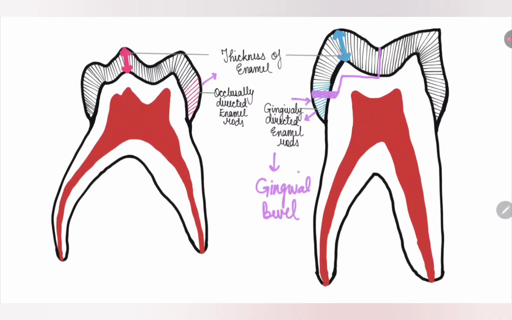So what is the importance of knowing the direction of enamel rods? If we prepare a class 2 cavity in primary teeth, we don't have to give a gingival bevel. But if you prepare a class 2 cavity in permanent teeth, you have to give a gingival bevel to remove the unsupported enamel, like this. Why? Because if some unsupported enamel is present, it is going to fracture the tooth and cause unwanted complications.